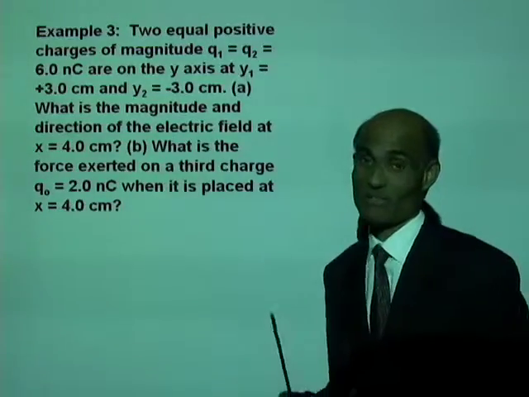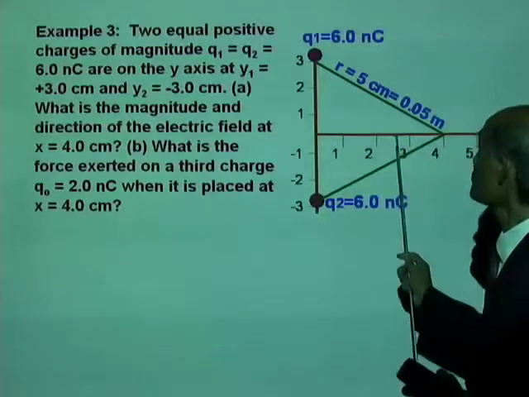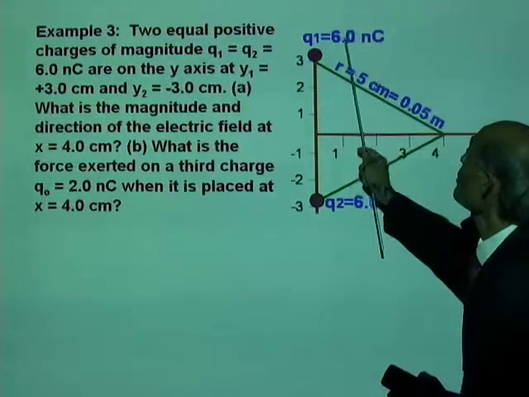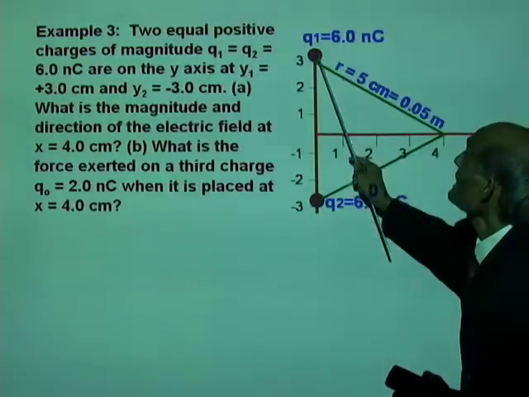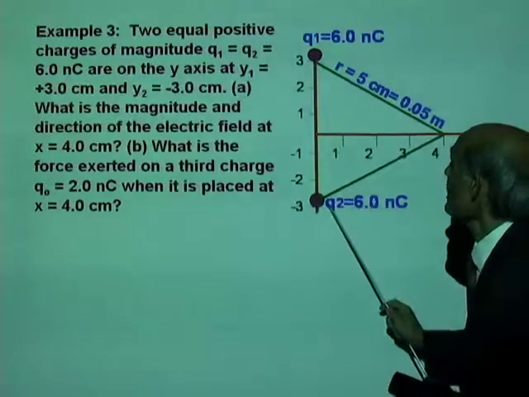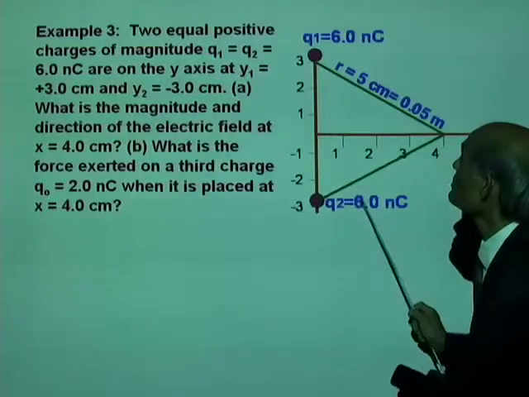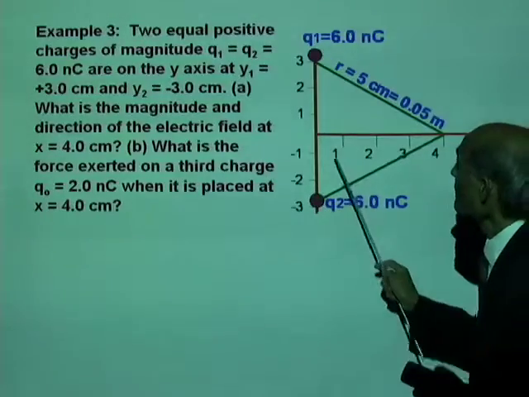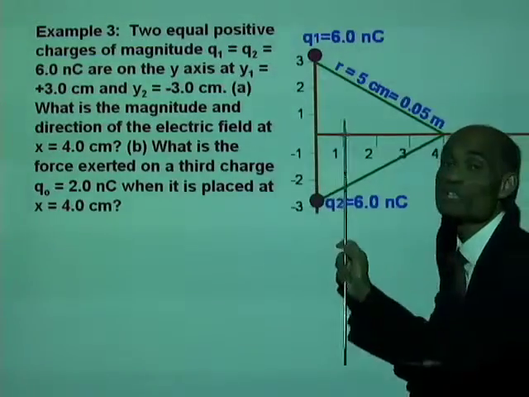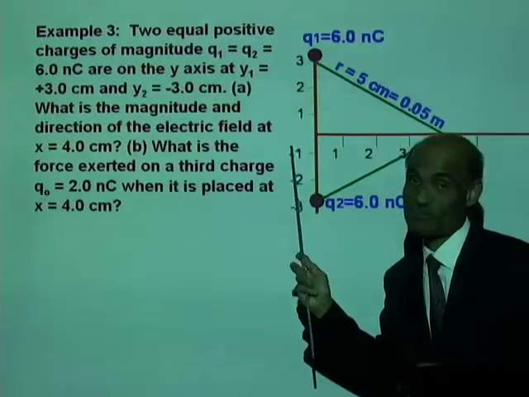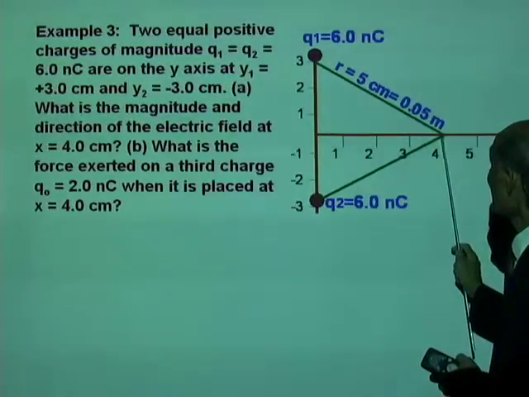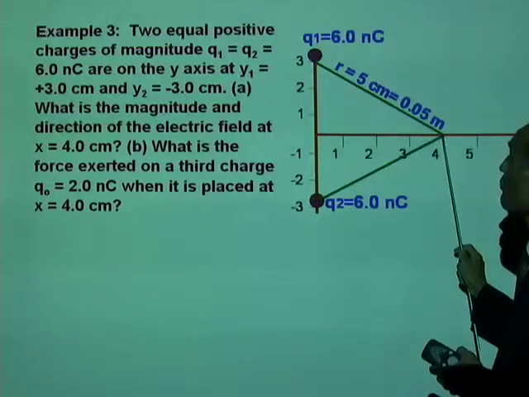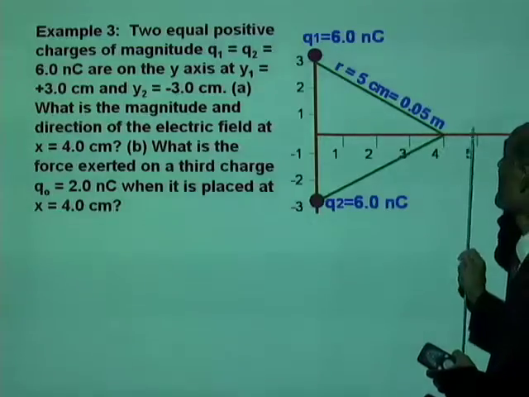Well, that's simple enough, I think. This is the situation. You have a charge Q1 equal to 6 nanocoulomb at y equal to 3. You have another charge Q2 equal to 6 nanocoulomb at y equal to negative 3. And these are in centimeters, so you need to convert them to meters. You need to find the electric field at a point x equal to 4 at this point.